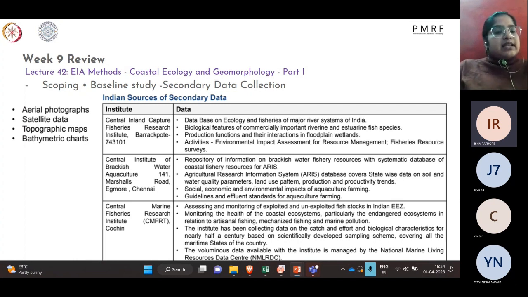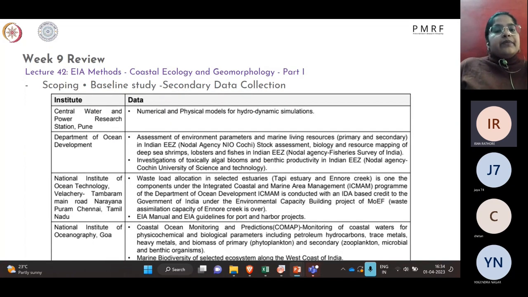And for getting this baseline data, you can also look up aerial photographs or other types of photographs taken from drones and things like that. You can also look up satellite data, the topographical maps, and bathymetric charts. And then these are certain other institutes like the Department of Ocean Development. These agencies gather different types of data, so you can go through them in detail to see what sort of data they gather.